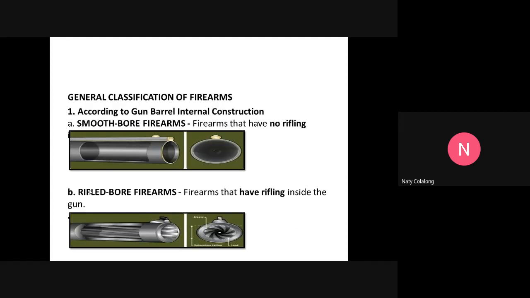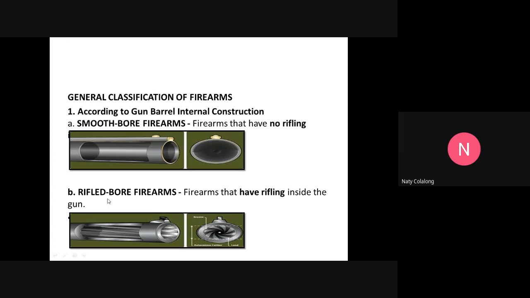We have here the general classification of firearms. First, according to gun barrel internal construction. So we have here the smooth bore firearms, firearms that have no rifling. So wala po kayong makikitang rifling. Ayan, kaya tinawag na smooth bore firearms.